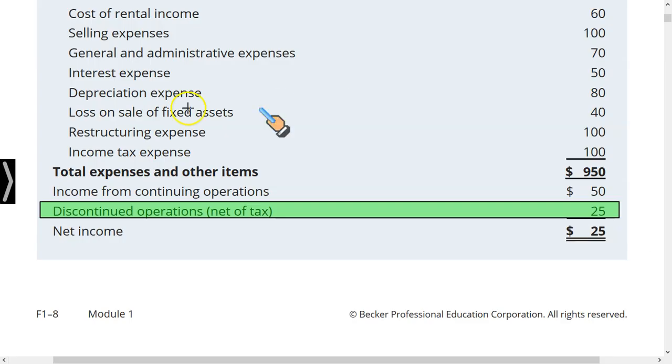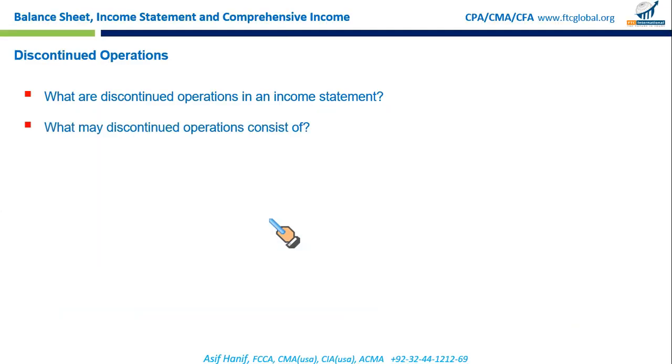They are reported separately from income from continuing operations. Of course, this is after the net income from continuing operations. You need to report it on a net of tax basis. This is an important point to be remembered. Then what may discontinued operations consist of? Well, they can consist of a division, maybe impairment losses, or maybe gains or losses from actual operations and gains or losses on disposal. We'll discuss this with numbers as we proceed.